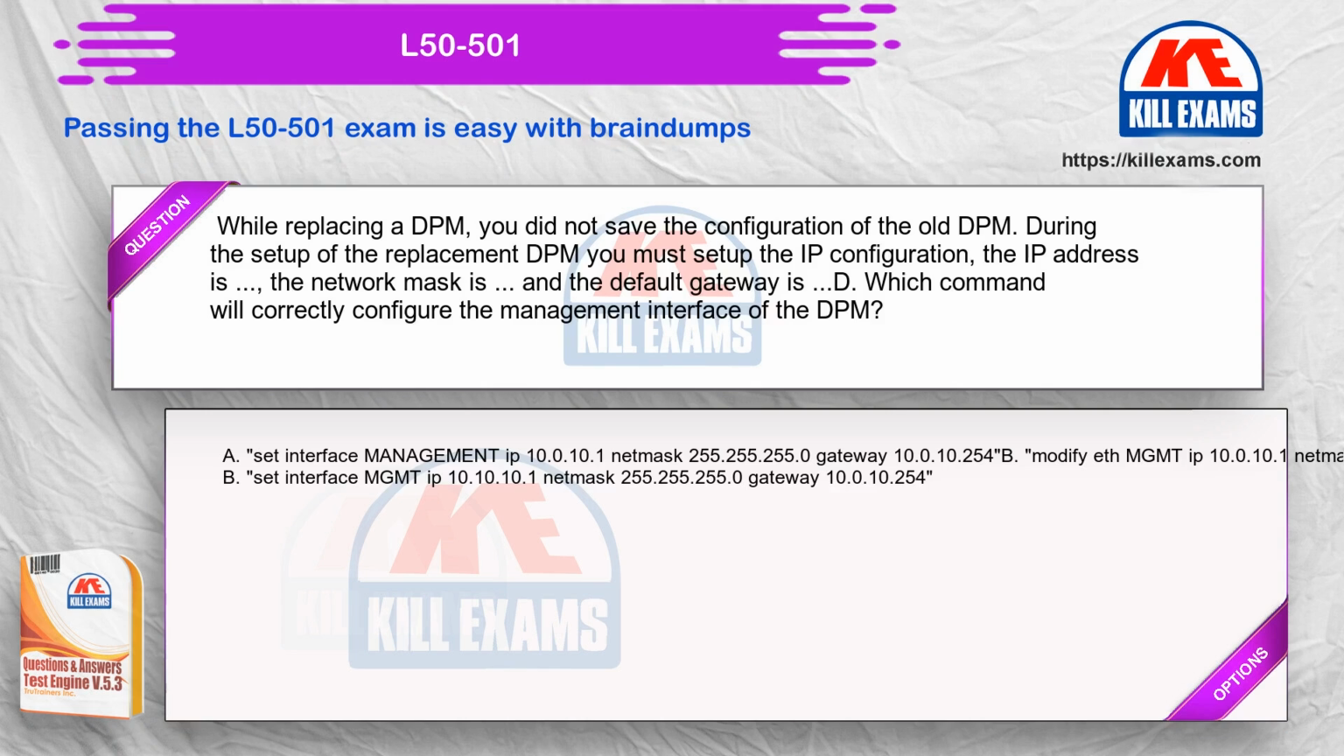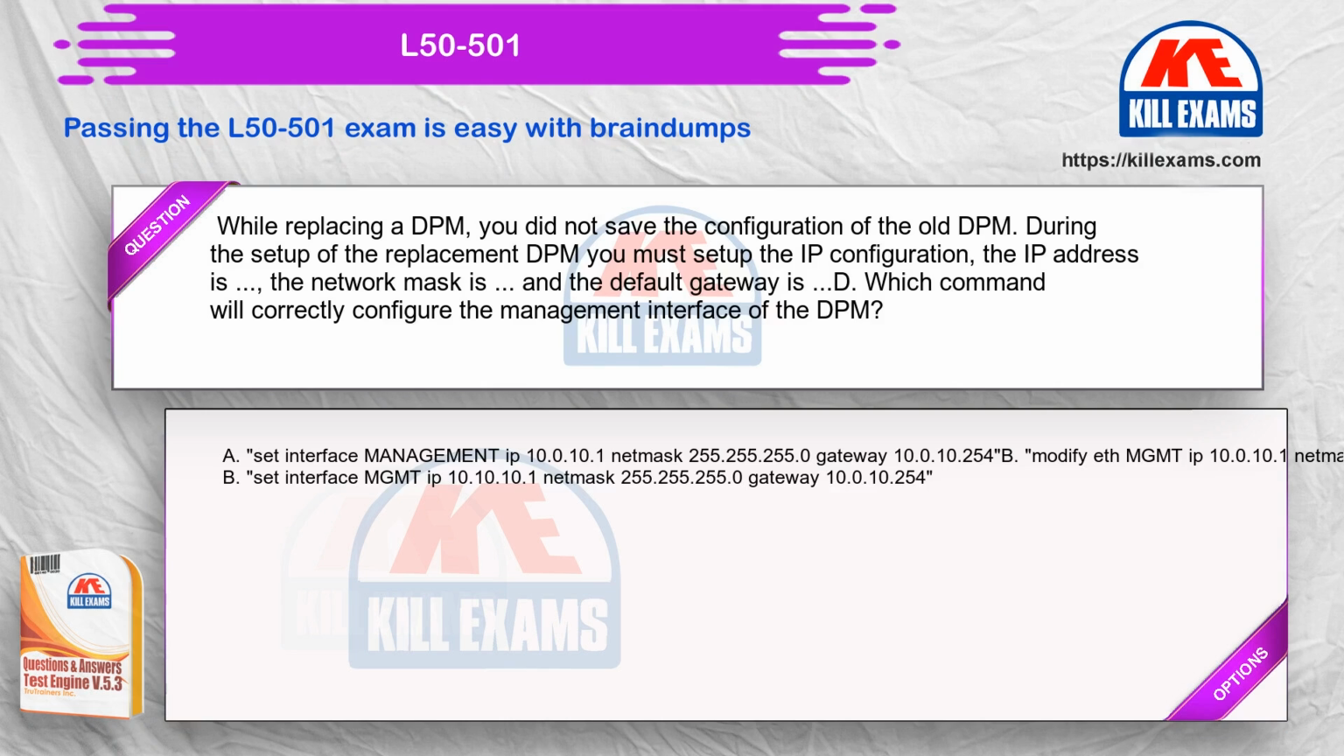Option A. Set interface management IP 10.0.10.1 netmask 255.255.255.0 gateway 10.0.10.254. Option B. Modify FMGMT IP 10.0.10.1 netmask 255.255.255.0 gateway 10.0.10.254.